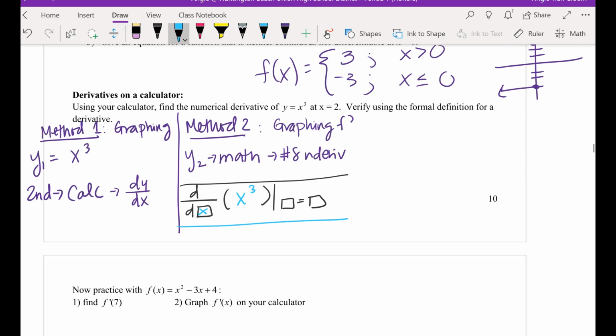Then this box is permanently there. Guess what goes here? Put an X there, because I just want to graph it out right now. So this gets an X. For me, I'm going to recall it: Y vars, go to Function, y1, and then this is X. Hit graph.